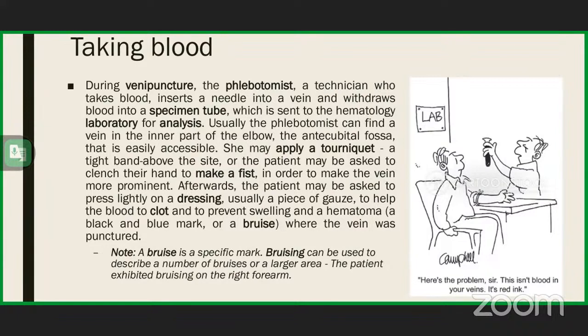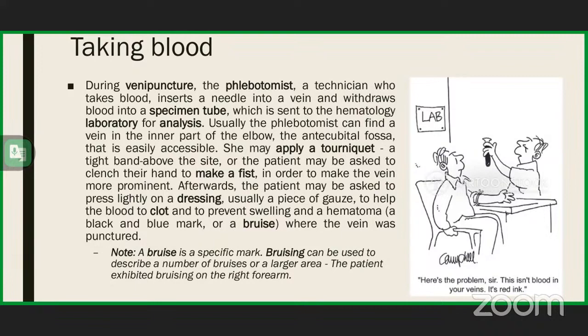So usually the phlebotomist can find a vein in the inner part of the elbow, the antecubital fossa, that is easily accessible. He or she may apply a tourniquet, a tight band above the site, and the patient may be asked to clench their hand to make a fist, to make a pressure, right? In order to make the vein more prominent.